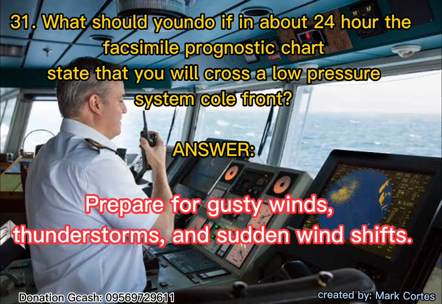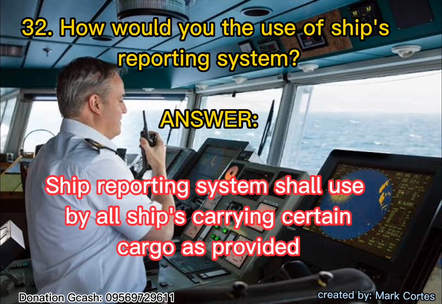31. What should you do if in about 24 hours the facsimile prognostic chart states that you will cross a low pressure system cold front? Answer. Prepare for gusty winds, thunderstorms, and sudden wind shifts. 32. How would you use the ship reporting system? Answer. Ship reporting system shall be used by all ships carrying certain cargo as provided.